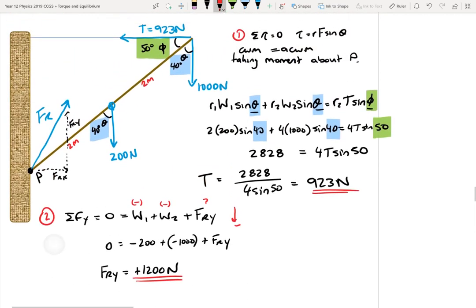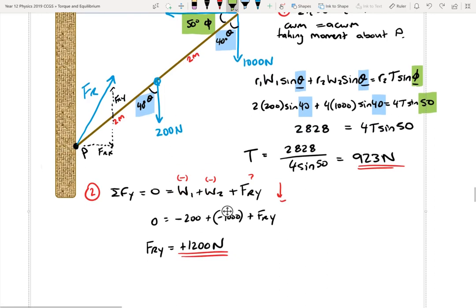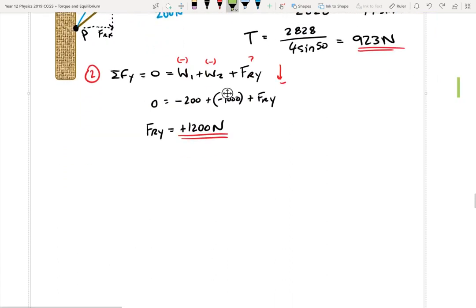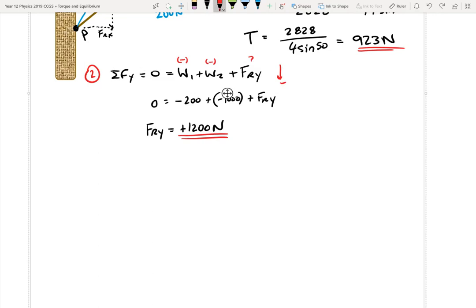And again, it should make sense that this vertical arrow, this vertical component must be equal and opposite to the 2 downs. So if we've got a downwards sum of 1,200, then the upwards sum must also be 1,200. Please, again, I've written this before. Do not write the sum of the ups equals the sum of the downs. Just, you go straight to that. That is worth marks.